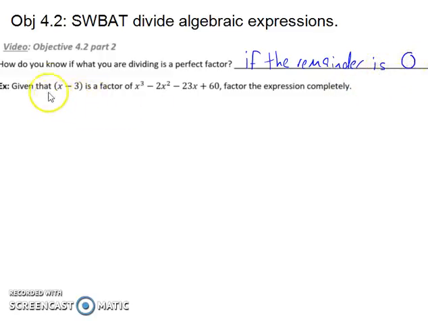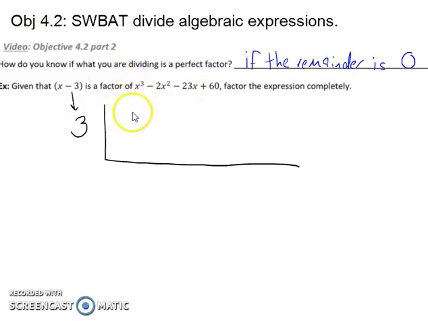Now with that said, take a look at this example. It says, given that x minus 3 is a factor of this polynomial, factor the expression completely. Well, that x cubed tells me it probably has 3 factors with x's, one of which we already know. So I'm going to use synthetic division here. I'll draw the big L. On the outside, we're going to put positive 3 from right there. On the inside, we're going to put all of our coefficients. So we've got 1, negative 2, negative 23, and positive 60.